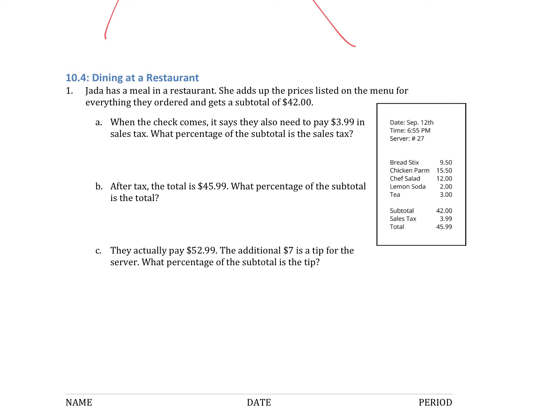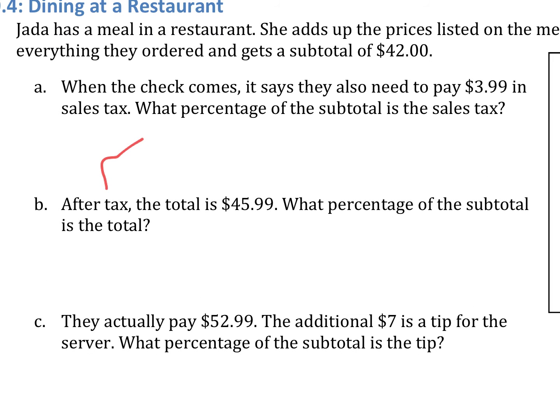All right, let's take a look at the first question. So when the check comes, it says they also need to pay $3.99 in sales tax. What percentage of the subtotal is the sales tax? So we're going to use that same idea we've been using throughout this entire process of old versus new. So old, new. So our old percentage is 100%. Our new percentage is unknown.